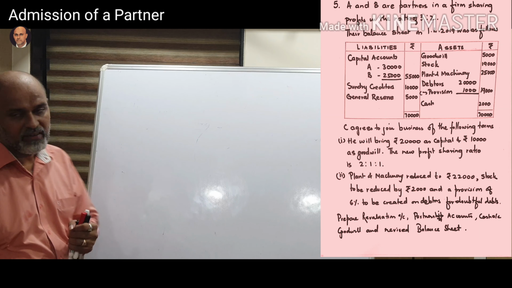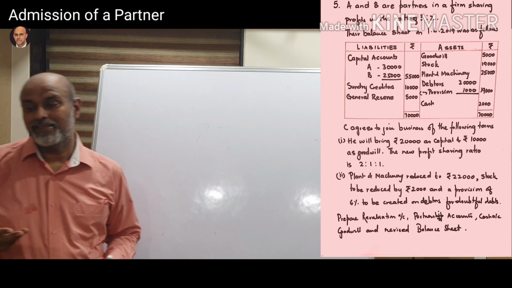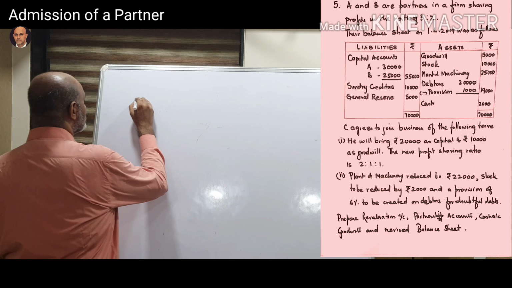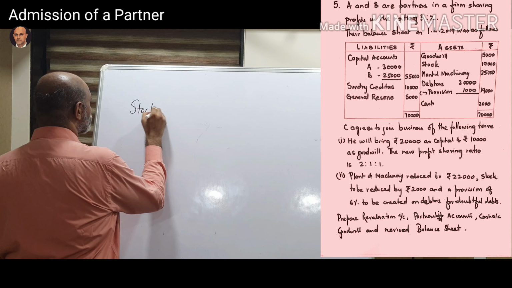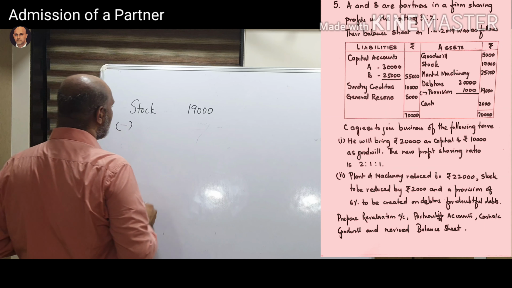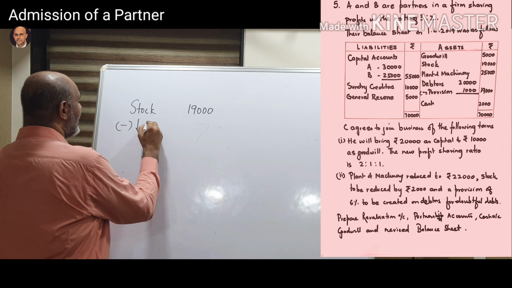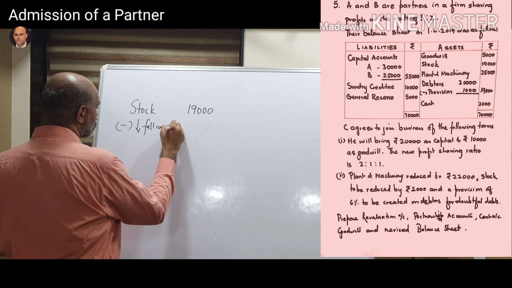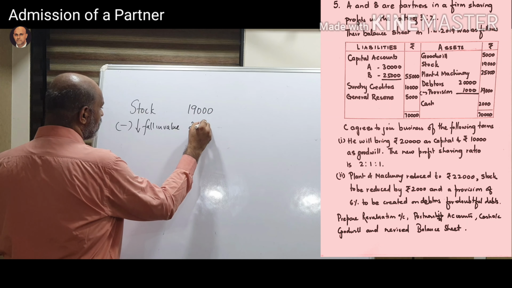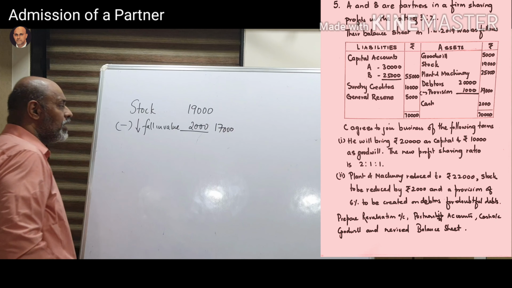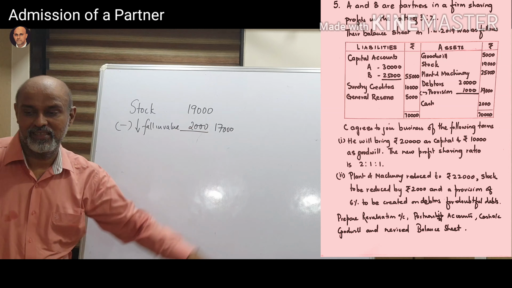Okay, we see the value of stock in the sum is given as 19,000. Stock का जो value दिया गया है sum में 19,000 है. Okay, अभी we have to reduce this by 2,000. Okay, this is a fall in value. Fall in value of stock. Fall in value is 2,000. Okay, so it is 17,000. आपका जो नया फिगर है वो 17,000 है.